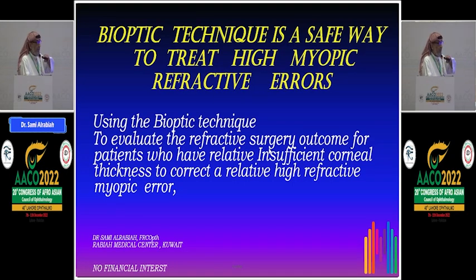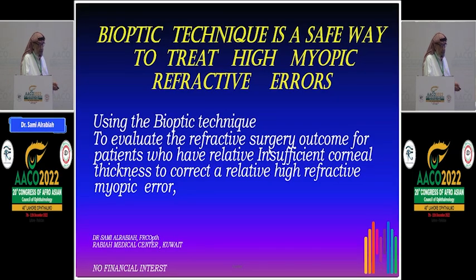So we used to make a cut for a flap, and then we put a lens, which is minus 16 or whatever, and then whatever residual astigmatism, we open the flap and correct it. This is bioptic. Bioptic is to treat in 2 steps. And in this technique, also, we treat in 2 steps.